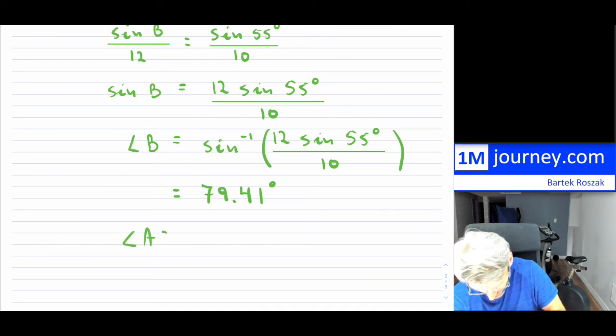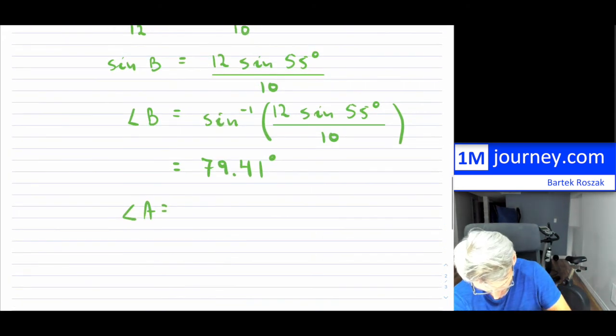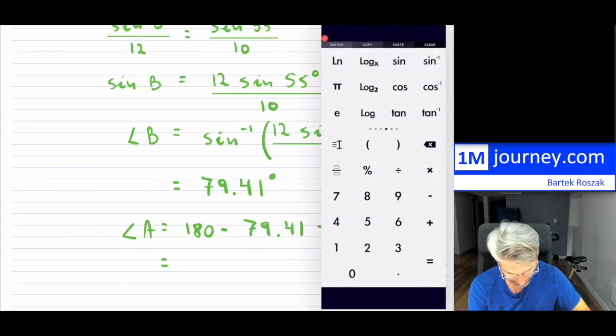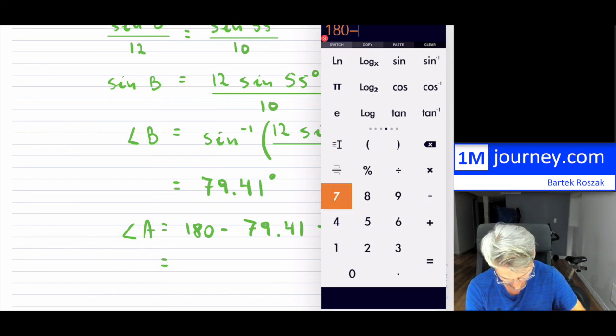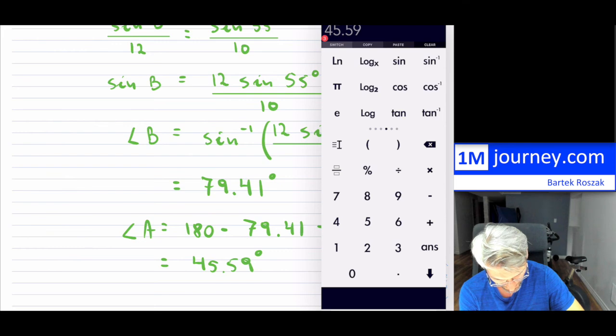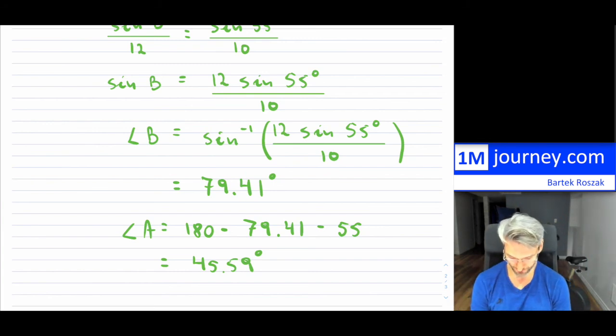So now I can find angle A because I have the other angles. That's going to be 180 minus 79.41 minus 55. So this is approximately 45.59. So now I have all my angles. Notice they're all acute angles, meaning less than 90, so that's great.